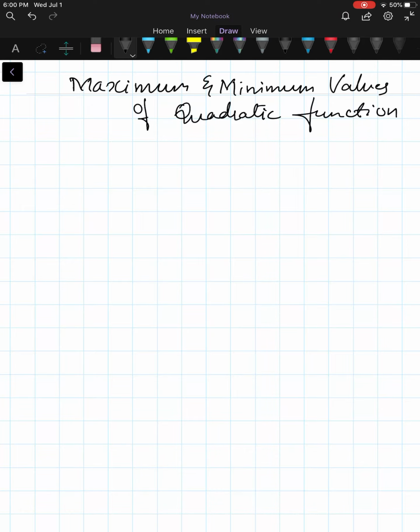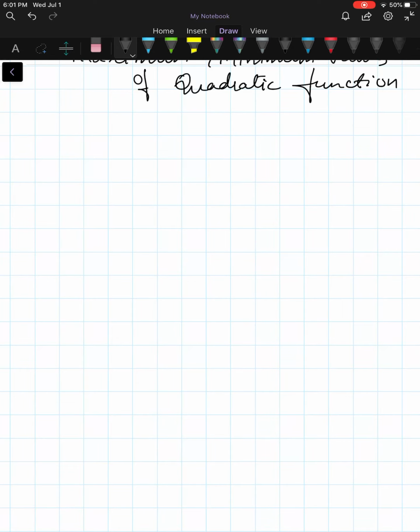Hello everybody. In the previous video we learned about graphing the quadratic function, as well as expressing a given quadratic function in the standard form, and using the standard form to identify the vertex of the graph. We learned all that, and how the quadratic function looks: it basically looks like a parabola. In this video we will learn about maximum and minimum values of a quadratic function.